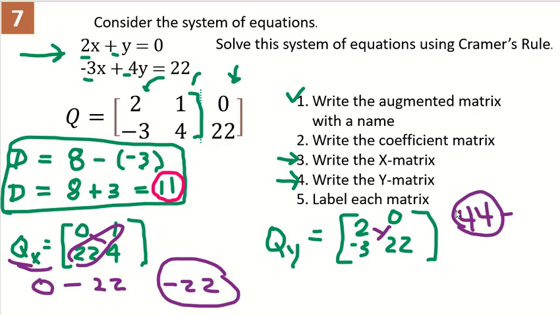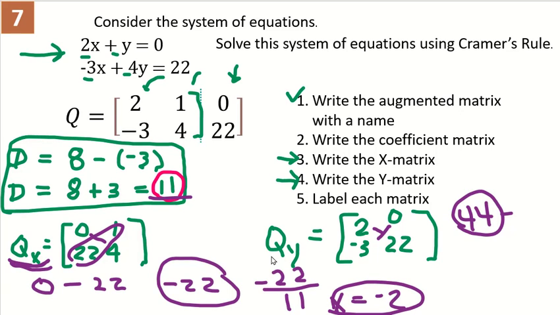All right, now we take each of these numbers and we put, if we're looking for the X, this is our X matrix. We put that determinant over the determinant of our coefficient matrix, which is 11. So X is going to equal, when we simplify that, negative 2.